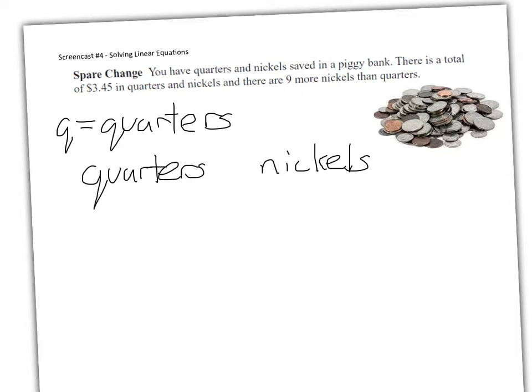Alright, here we go. This one has to do with money, something that is definitely going to affect us at one point throughout our life. You have quarters and nickels saved in a piggy bank. There is a total of $3.45 in quarters and nickels, and there are 9 more nickels than quarters. We have to figure out how many quarters and how many nickels you have.